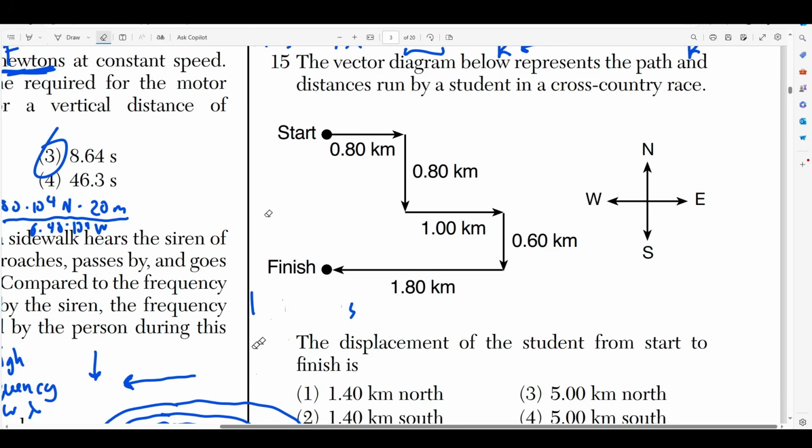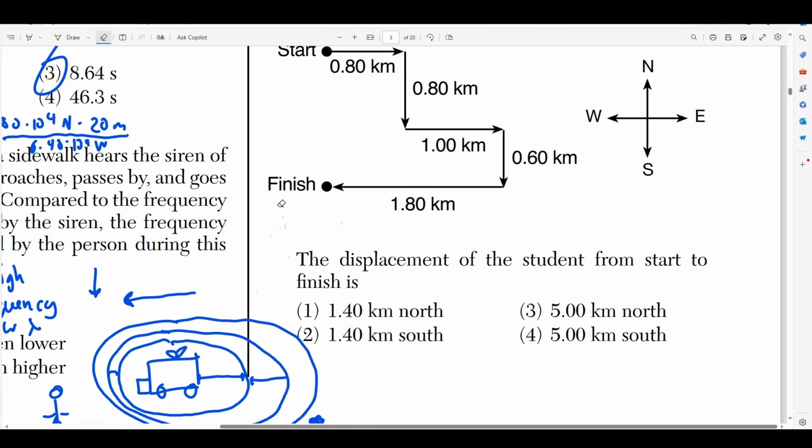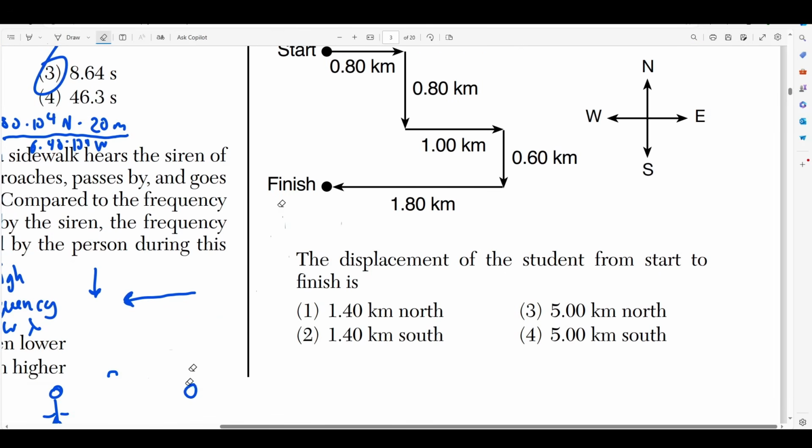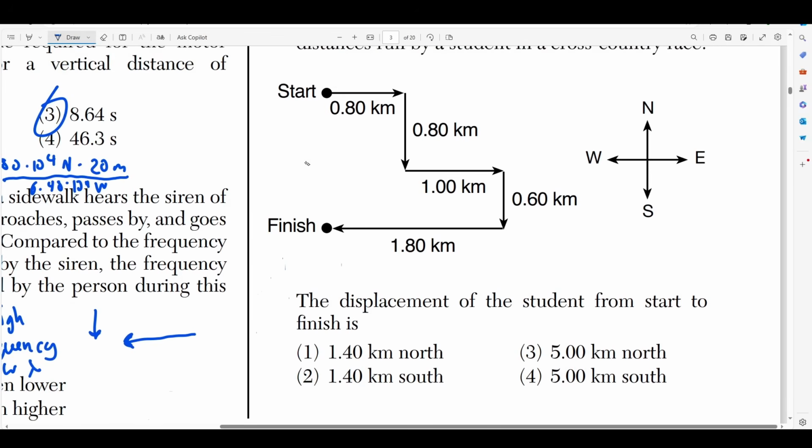race. The displacement of the student from start to finish is what? Well, the displacement is the distance between your original starting point and your end point, right? So when you're calculating displacement, you're really just calculating the distance from start to finish. So you're ignoring all of the horizontal components of this race, and you're just looking at by how much he's changed from starting to finish. Here, the finish point is directly underneath the start point. So we know that his position only changed by the vertical components of his run.